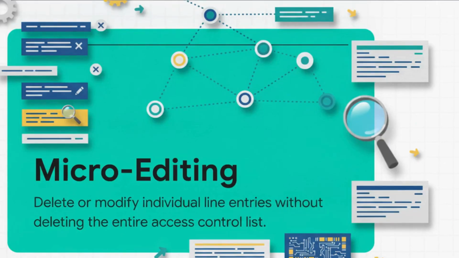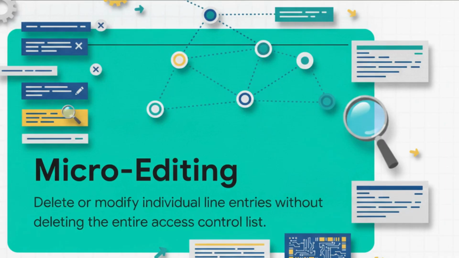First up, micro-editing. The definition is beautifully simple: the ability to delete or modify individual line entries without having to delete the entire access control list. This is the absolute ultimate cure for that notepad copy and paste nightmare we mentioned at the start of this explainer. Imagine an auditor walks into your office and tells you that a specific, highly privileged legacy server needs its outside access revoked immediately due to a newly discovered vulnerability.